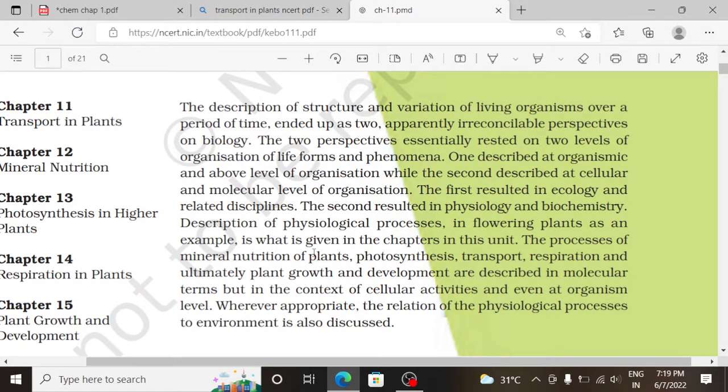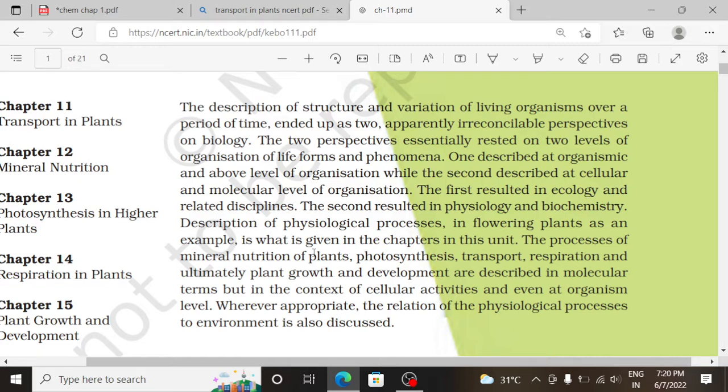The description of structure and variation of living organisms over a period of time ended up as two apparently irreconcilable perspectives on biology. The two perspectives essentially rested on two levels of organization of life forms and phenomenon. One described at organismic and above level of organization, while the second described at cellular and molecular level of organization. The first resulted in ecology and related disciplines. The second resulted in physiology and biochemistry.